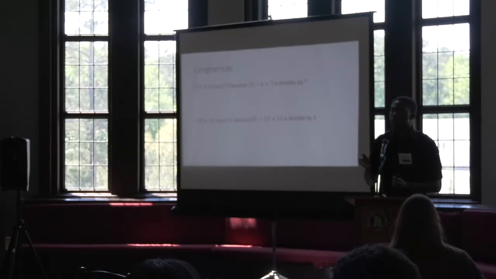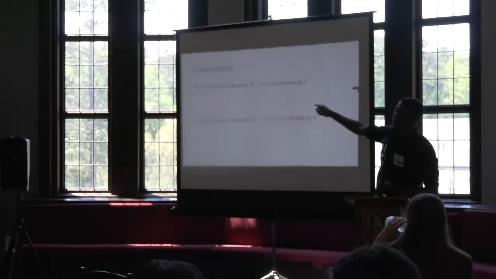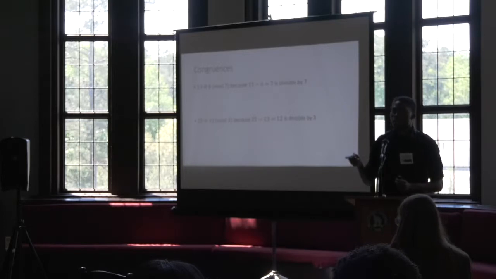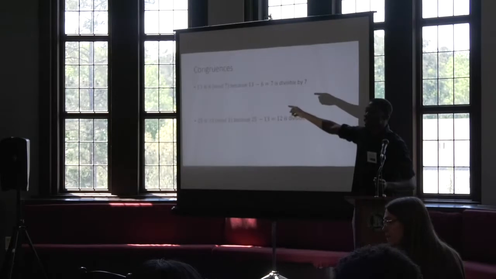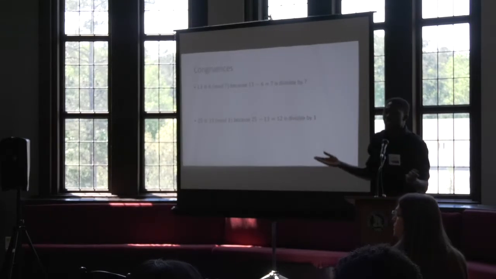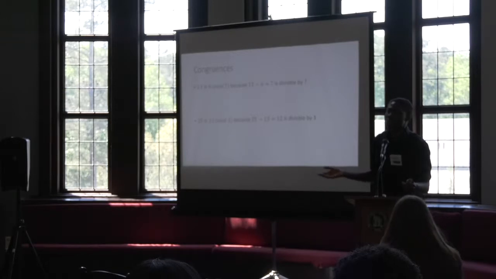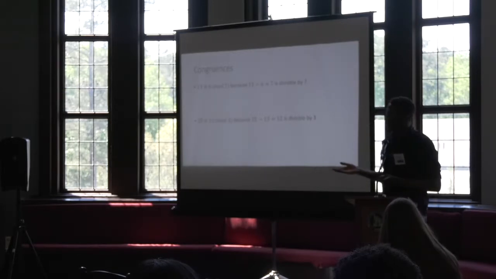First, we need to understand what congruence even means. When a number is congruent to another number modulo a number, it means that the difference between them is a multiple of that number. For example, 13 is congruent to 6 mod 7 because 13 minus 6 is 7, and 7, of course, is a multiple of 7. But also, 25 is congruent to 13 mod 3 because 25 minus 13 is 12, and 12 is a multiple of 3.